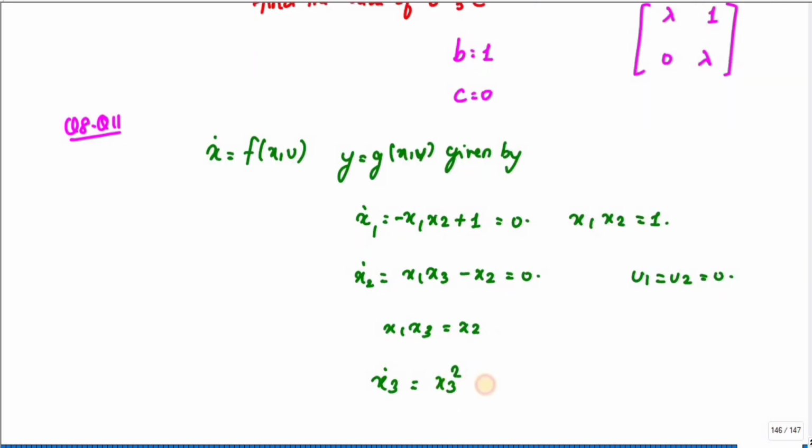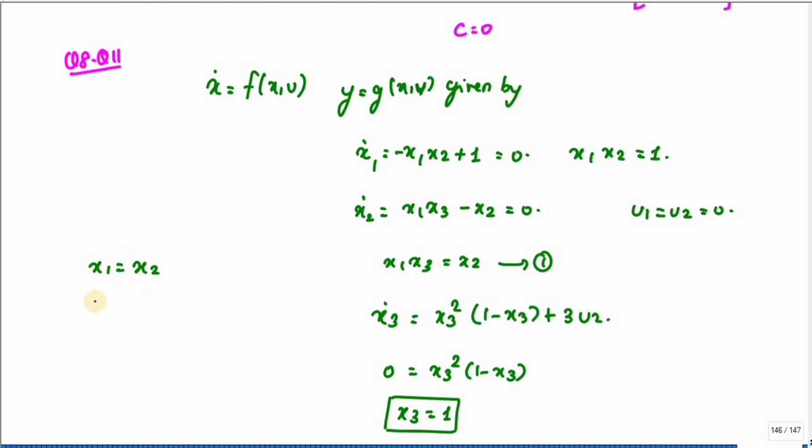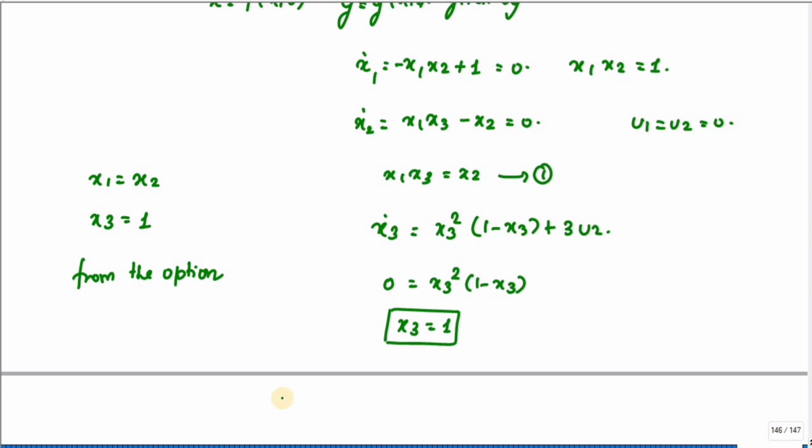And they are given x3 dot is equal to x3 square into 1 minus x3 plus x3 into u2. If I equate x3 dot is equal to 0 and u2 is equal to 0, then 0 is equal to x3 square into 1 minus x3. From this, I'll get x3 is equal to 0 and x3 is equal to 1. Next, if I substitute x3 value is equal to 1 in equation 1, I will get x1 is equal to x2.